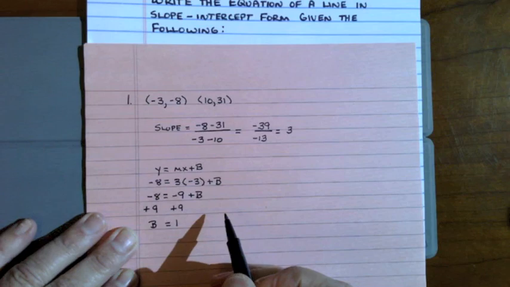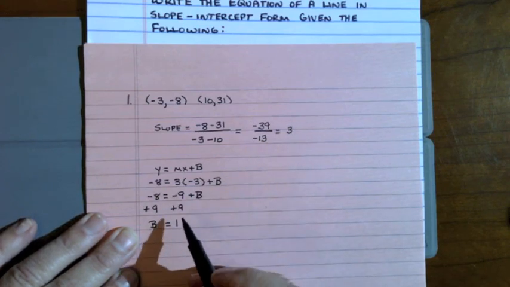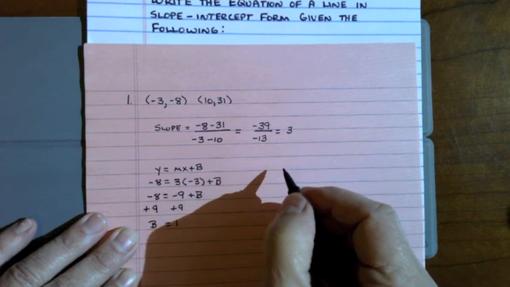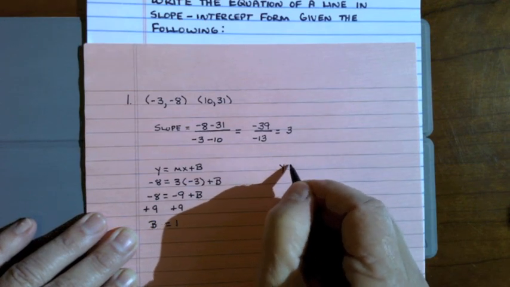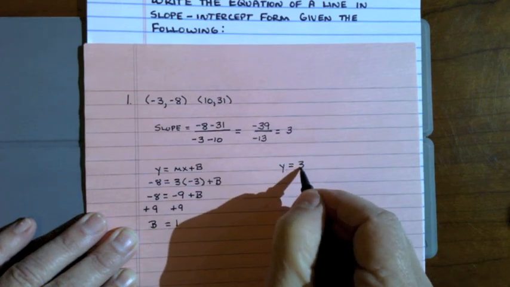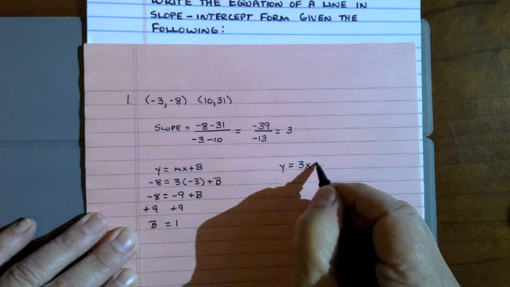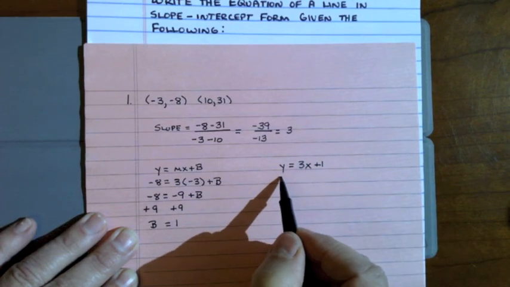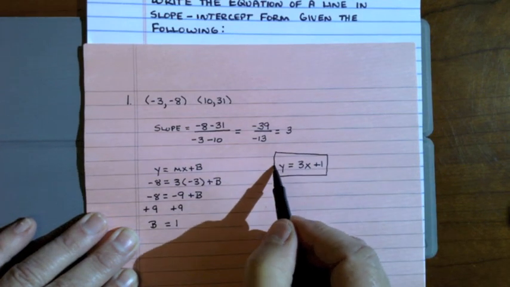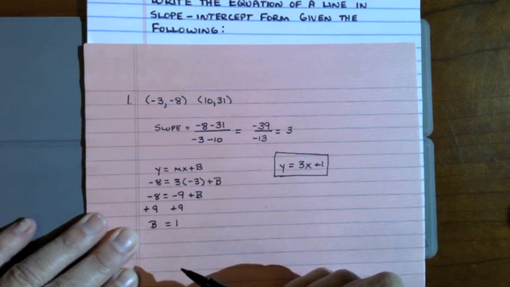So now I'm ready to write the equation of a line in slope-intercept form because I've got my slope and I've got my y-intercept. To write the equation of a line, start off with y is equal to. Then you write down the slope, which is 3, put an x beside it, and on the end you write the y-intercept, which is +1. There is the equation of this first line that goes through these 2 points right here.